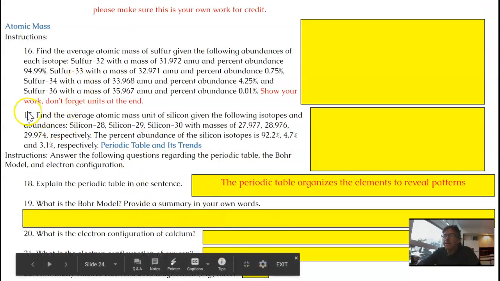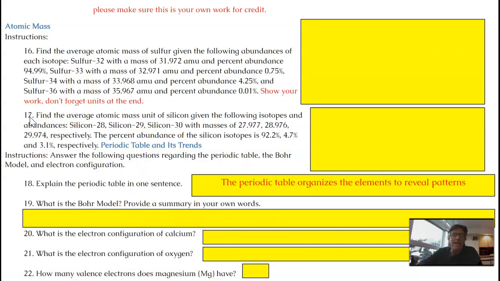Let's see. Number 17 says, and I think I'll help you set this up. Find the average atomic mass of silicon given the following isotopes and abundances. We have silicon 28, 29, and 30. Now, their masses are very close to 28, 29, and 30, but we've got some precise numbers here, so fine. And it's almost all silicon 28. Therefore, its average atomic mass will be very close to 28.